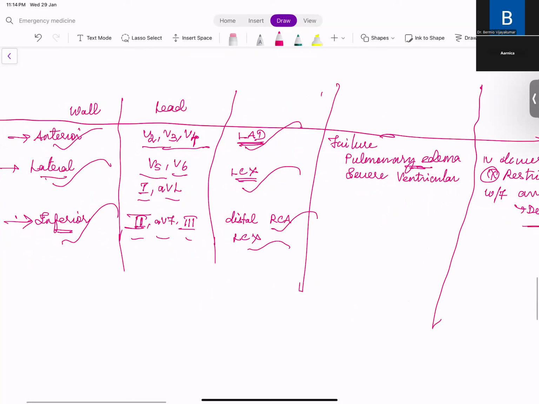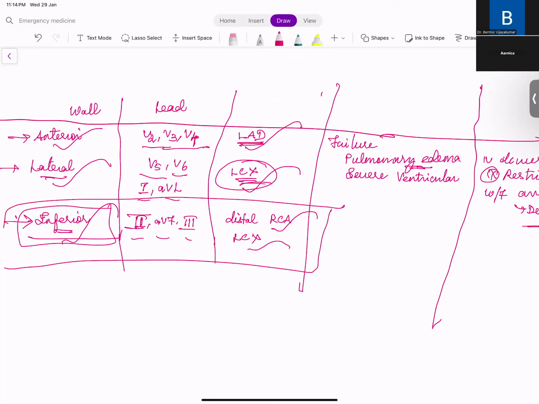So lateral wall is actually a small part. Only the left circumflex artery is affected. Not much of complications. Inferior wall is again important. It's like the opposite of left anterior descending artery. Because inferior wall, as I told you, is mostly supplied by the right coronary artery. Right coronary artery also supplies the SA node.